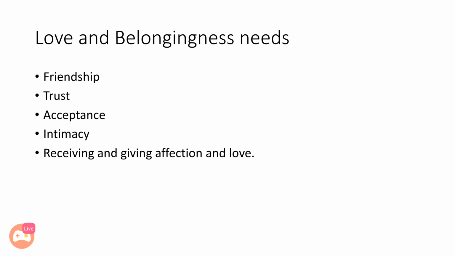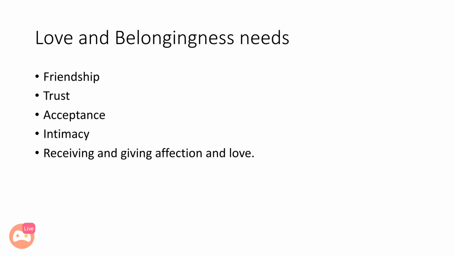So what are the needs there? Examples are friendship, trust, acceptance, intimacy, okay, receiving and giving affection and love. So all these are belongingness and love needs, okay. Acceptance is important, okay. We can imagine when somebody rejects us, if we love somebody and he or she rejects us, we can imagine what kind of thing there. Intimacy, okay, there are few people with whom we can have some intimacy, they can understand us, we can understand them, and there is something that is going on.